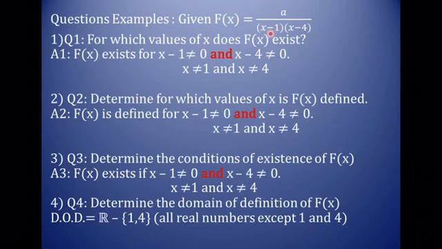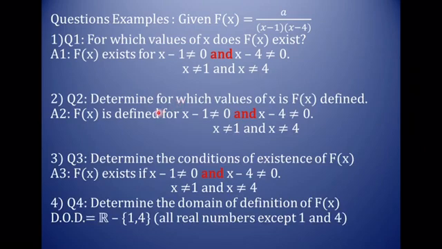Why? Because here in the denominator we have a product of two factors. If one of them is 0, the fraction won't be defined. Therefore, the two factors must both be different than 0. So we write it in this way.